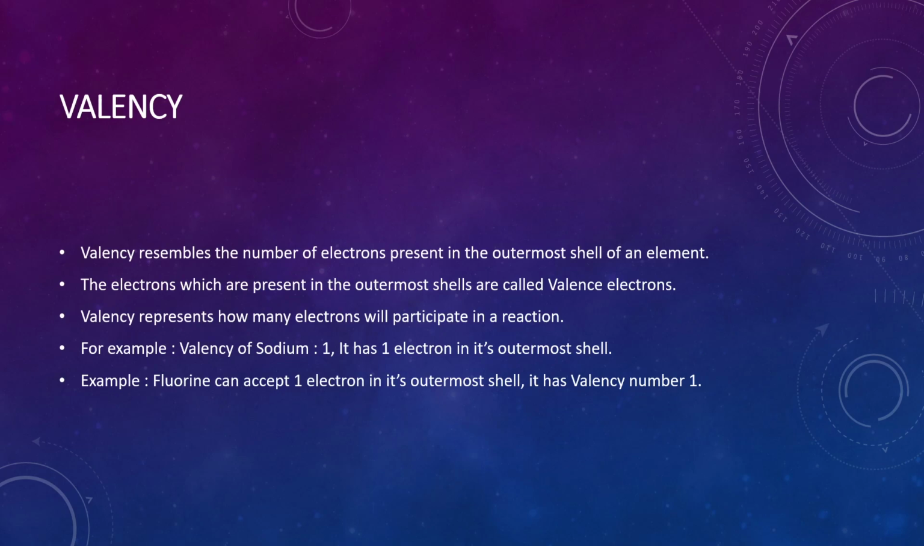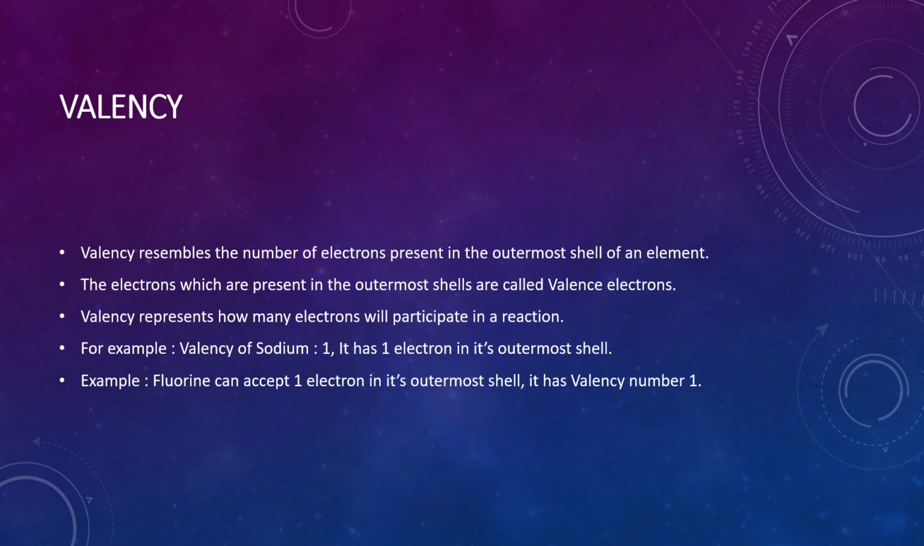If some elements have one or two extra electrons, they can donate these electrons to another element, and if some elements are one or two electrons short, they can accept that number of electrons from another element, and they can form a compound together. So for example, the valency of sodium is 1, because it has one electron in its outermost shell.